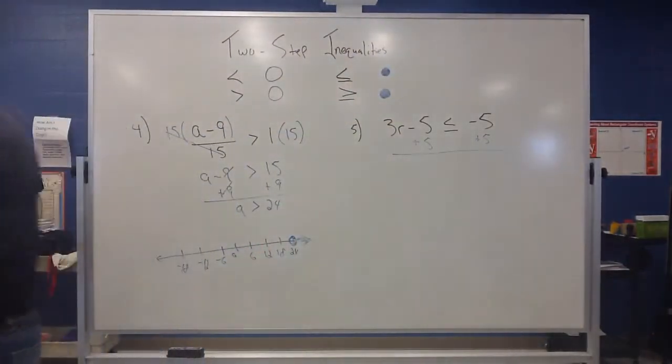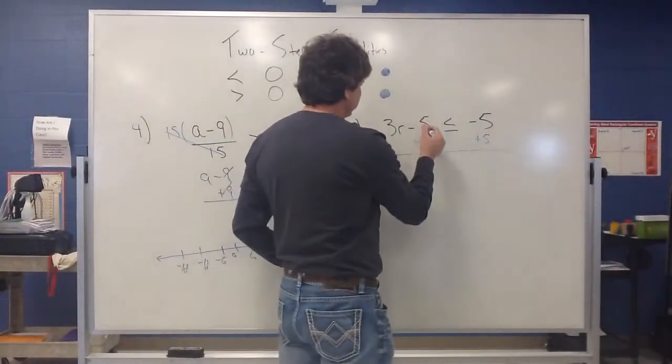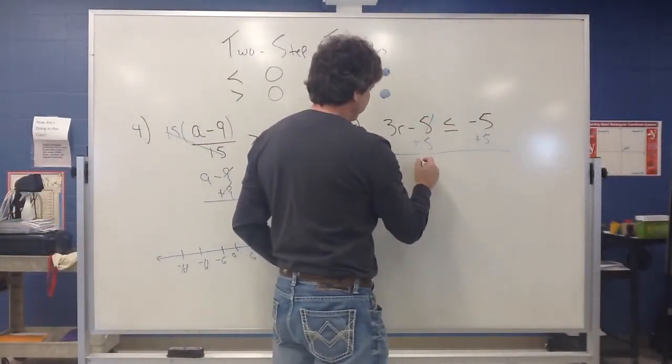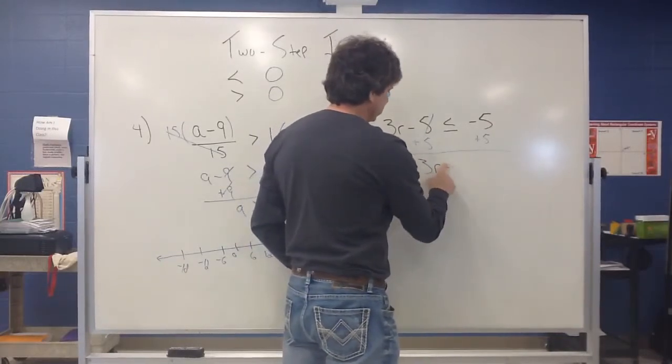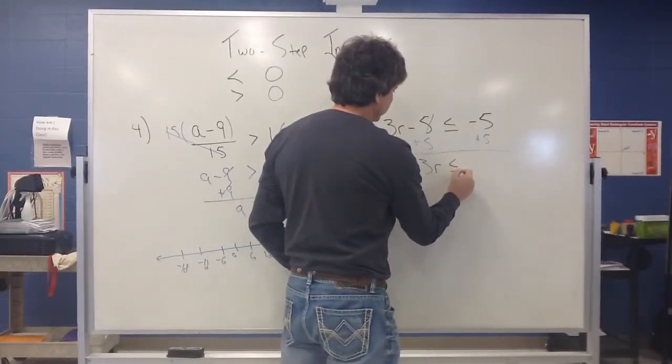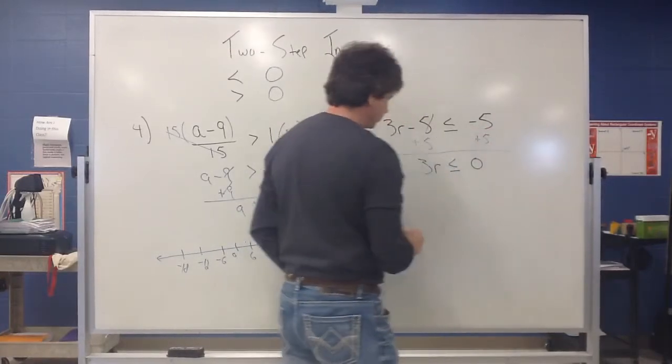Let's see if I can find a better marker here. That one seems to be wearing out on me. So again, this 5 and negative 5 are going to 0 out, so I have a 3r. And I have a, actually, less than or equal to. And a negative 5 and a 5 becomes a 0.